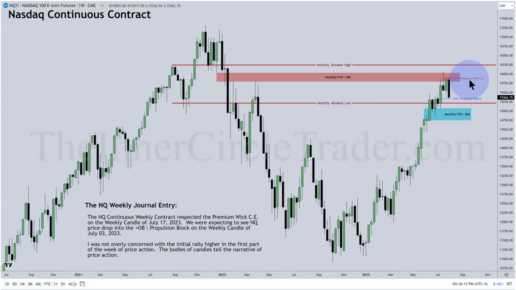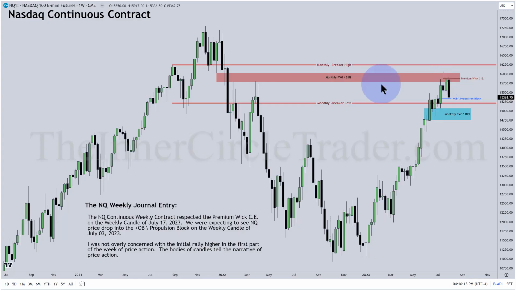This is a premium wick consequent encroachment. That means this wick of this candle here, it's half of that wick. We treat wicks and tails on candlesticks like gaps. Okay, so every gap has an equilibrium price point. And it's not called mean threshold. It's not called equilibrium. It's called consequent encroachment. So whenever we have a gap, like this box is here, that would have a consequent encroachment as a midpoint.